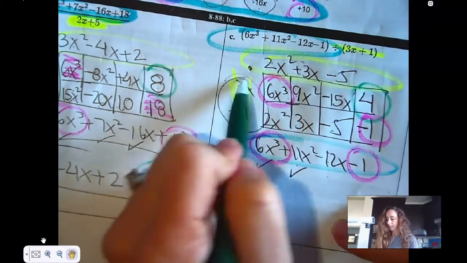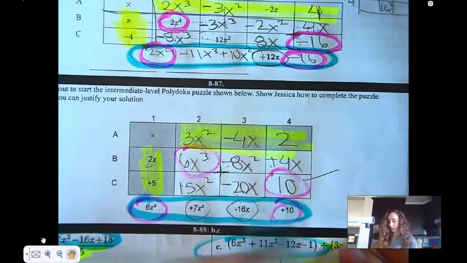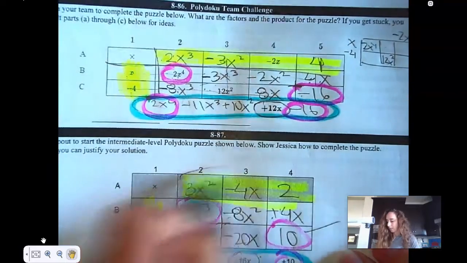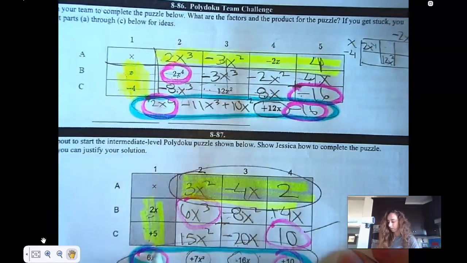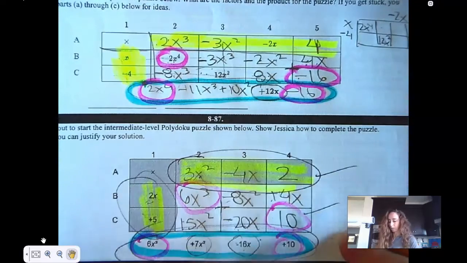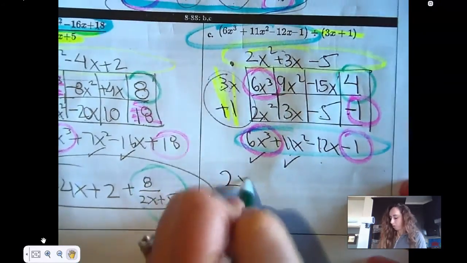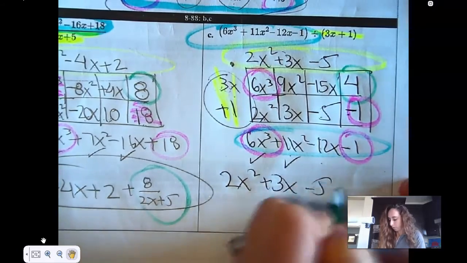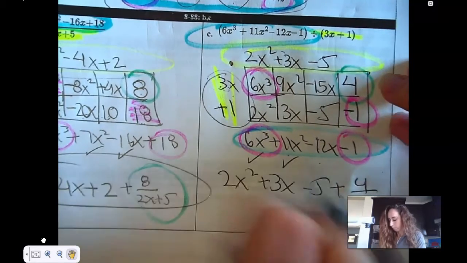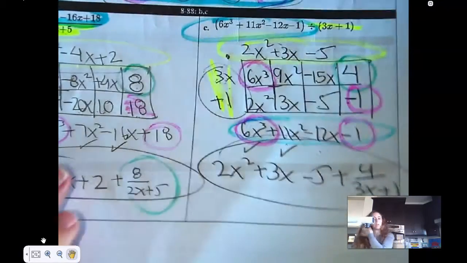That means that this does not divide into that perfectly. This means, because there is no remainder, that this divides by this perfectly. I'm sorry, this divides by this perfectly because there was no remainder. Okay, so now my answer is 2x squared plus 3x minus 5 plus 4 over my divisor. Okay, we'll do more practice on that. It's the next section. That's why it's just called 8.3.1a.